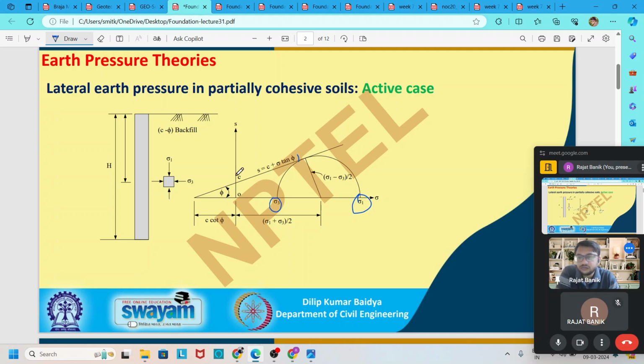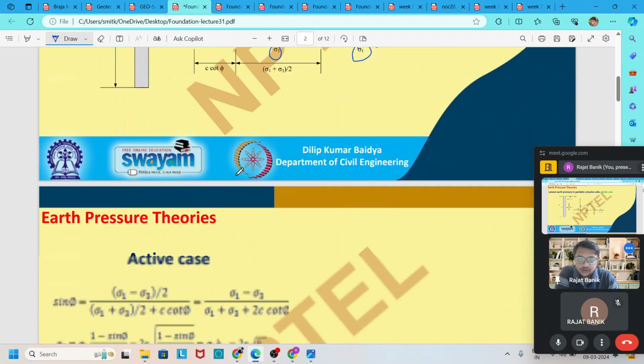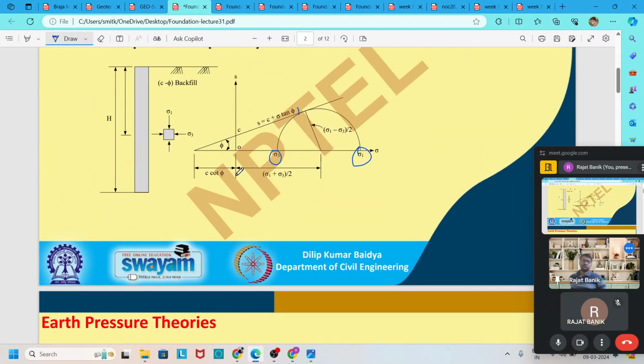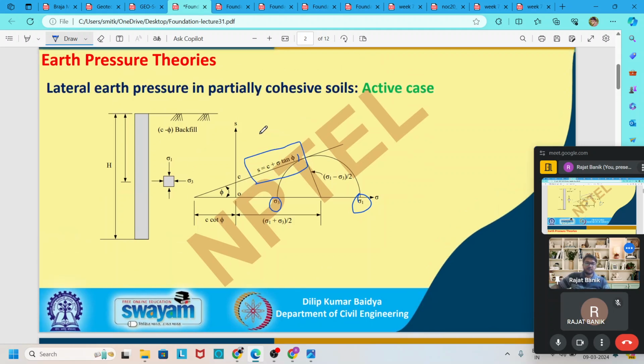So now we derive the formula for active earth pressure from this Mohr circle diagram, considering the failure surface.